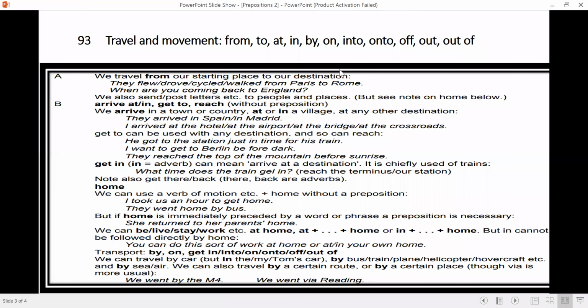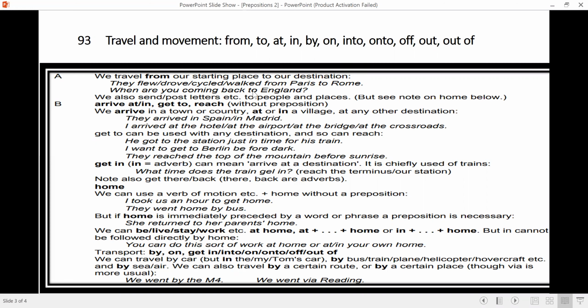In this slide, we will discuss the prepositions used for travel and movement. We travel from our starting place to our destination. All right, so whenever you are using from, you will have to use to as well. For example, they flew, drove, cycled, walked, etc. from Paris to Rome. We are using both from and to in one sentence. Why? Because you have used from, now you will have to use to as well.